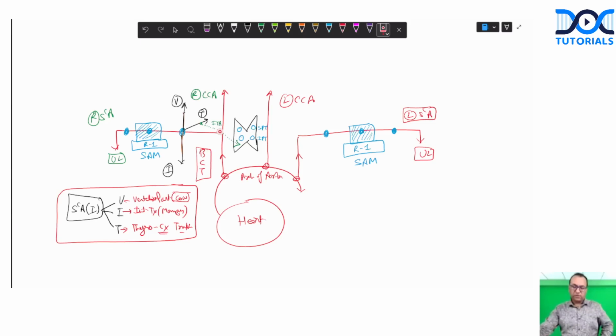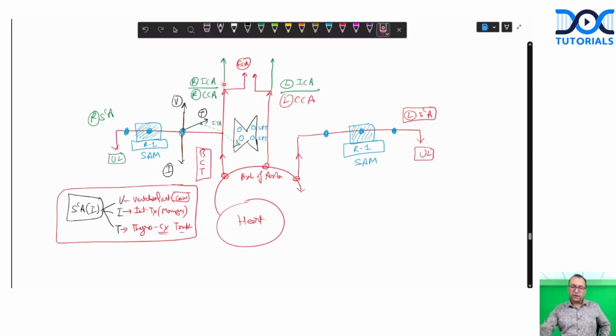Yes. Do we have the superior thyroid artery also? Yes, you already know it. Who is giving that branch? The right common carotid artery will continue as the right internal carotid artery after giving the external carotid artery. Same thing happens here. After giving the external carotid artery, the common carotid artery will continue as the left internal carotid artery.